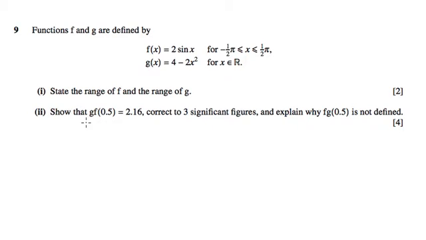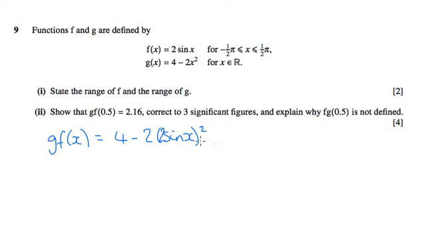Part 2 wants us to show that g of f of 0.5 is 2.16. g of f of x means to take f of x and substitute f of x, so 2 sine x, in for where we see the x in g. Okay, so we could write down what function that is, and it would be this function here. Missed the 2 bracket 2 sine x all squared.